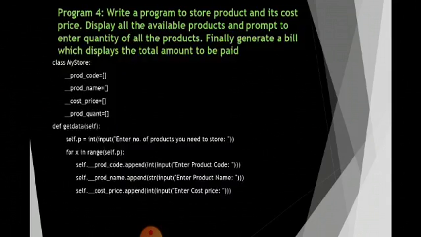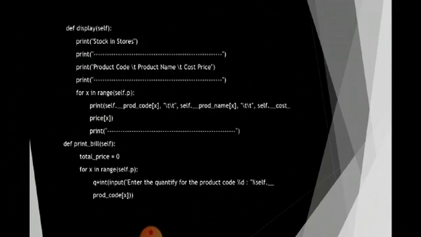So the get data function is used to get the details from the user. And then what is the next function? The next function is display. This function is used to display the content on the monitor.